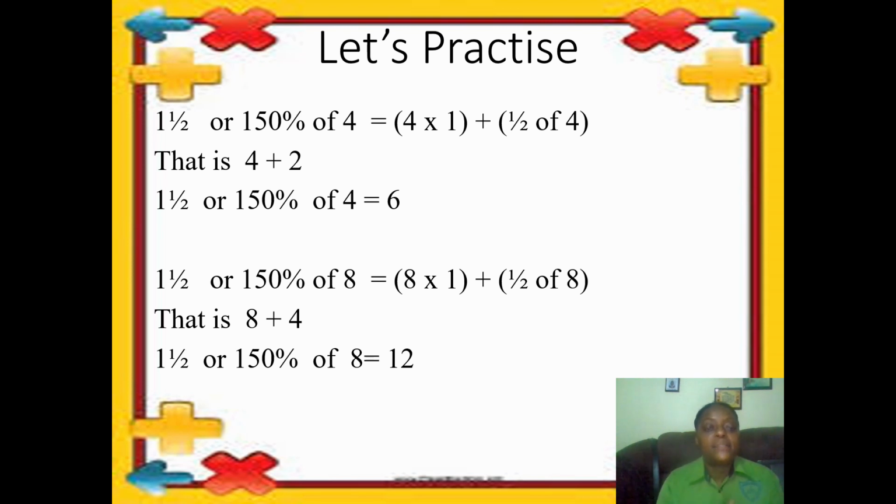Let's look at 8. We are trying to find 1.5 or 150% of 8. Firstly, 8 times 1, 8, and a half of 8, 4. So we add 1 times the number plus a half of the number. 8 plus 4, we end up with 12. That would be 150% or 1.5 of 8.